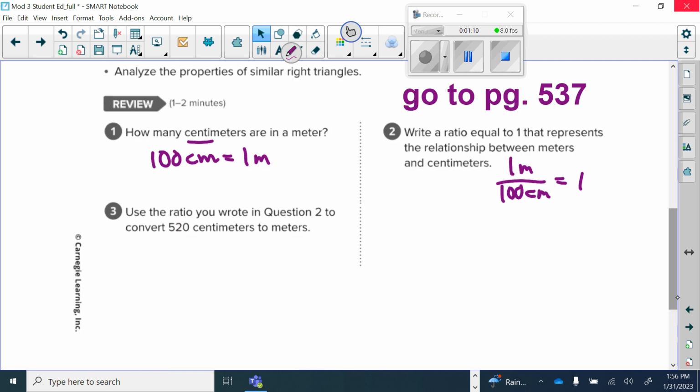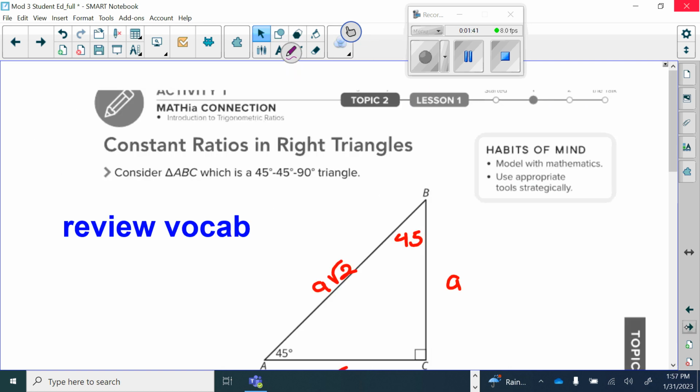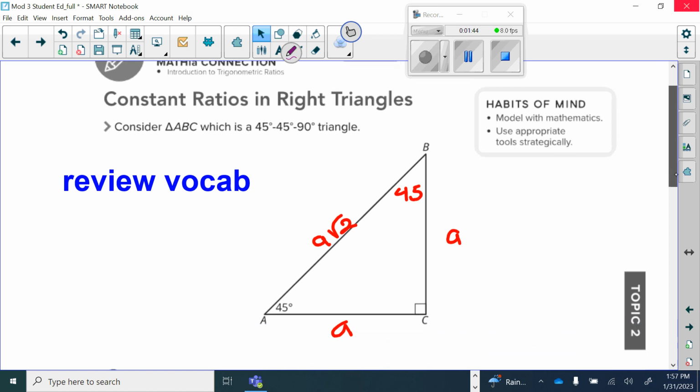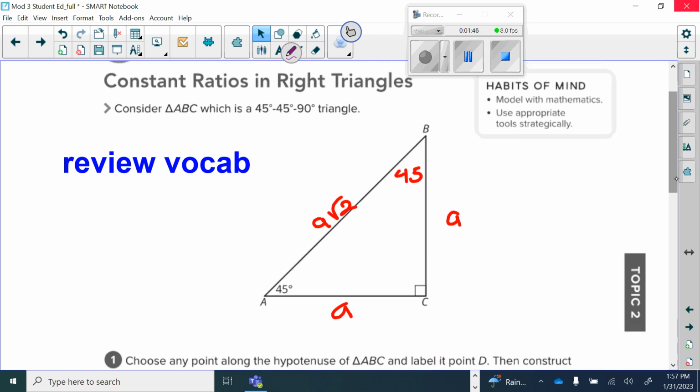Okay, so use the ratio you wrote in question 2 to convert 520. So you're dividing by 100. 520 divided by 100, which means move the decimal place 2 places to the left. So 5.2 meters. 520 centimeters equals 5.2 meters. You're not doing any of this in this topic, but we're just talking about relationships and ratios that we've already been talking about.